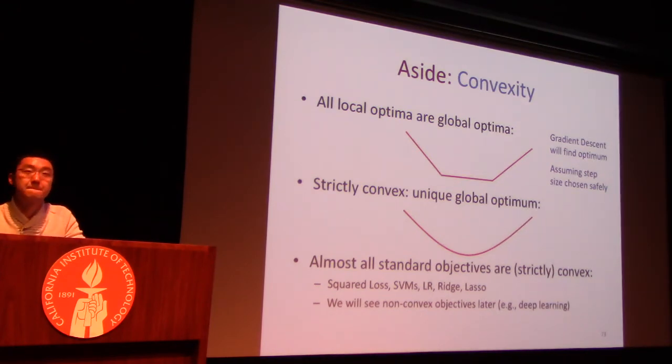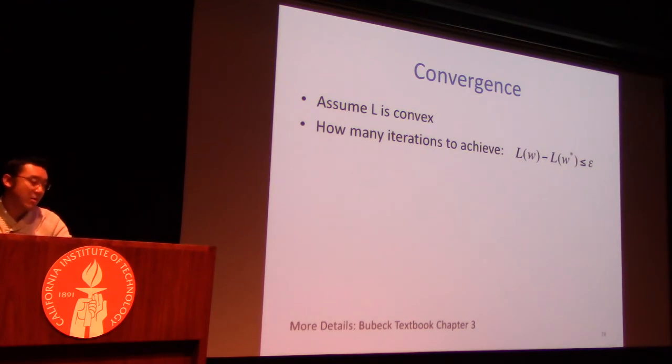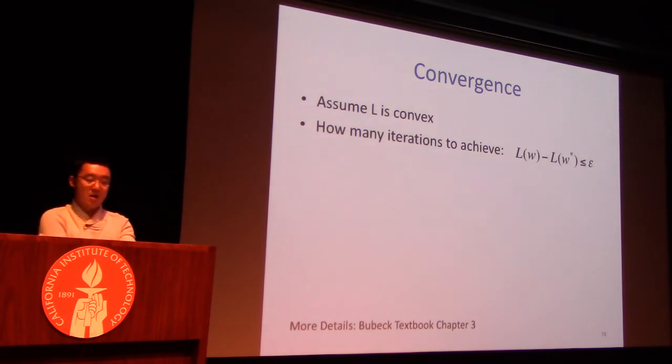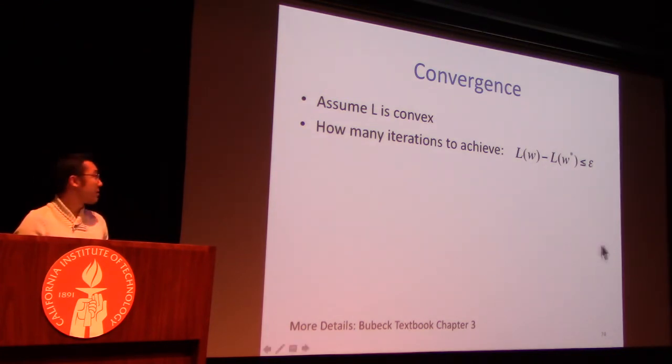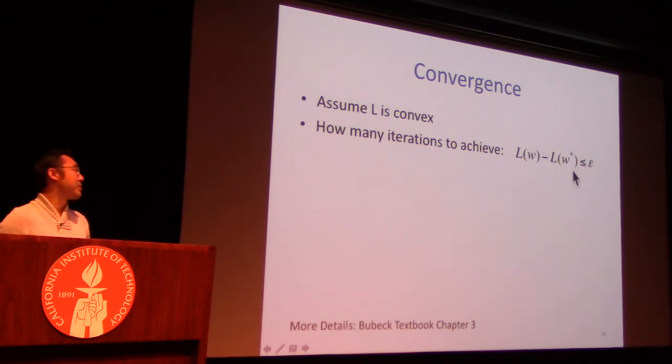Any questions on that? Okay, so let's say our loss function is convex. How many iterations do we need to do gradient descent in order to get a W that is within epsilon of the global optimal W? This is one way of analyzing convergence.